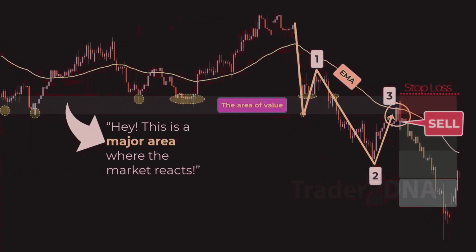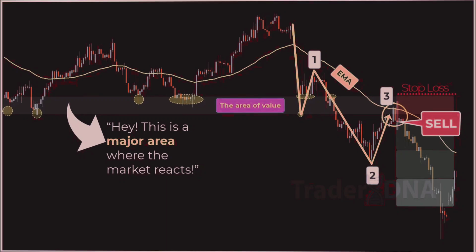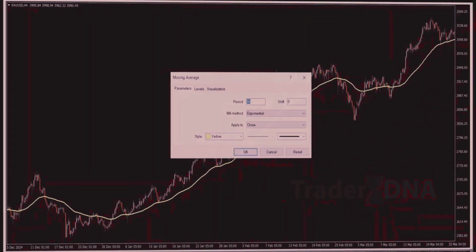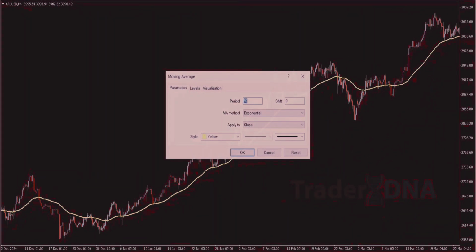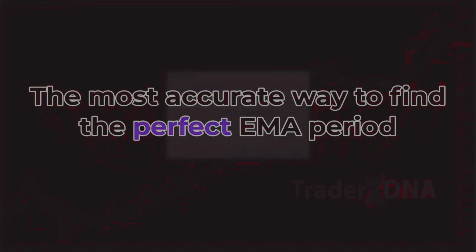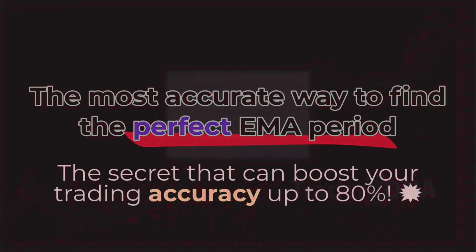That's why I keep saying when all these factors line up, it's not just another trade. It's a high probability setup that can literally shift the way you see the market forever. All right, guys, this is it. The moment you've been waiting for, because in the next few minutes, I'm going to show you the most accurate way to find the perfect EMA period. The secret that can boost your trading accuracy up to 80%.